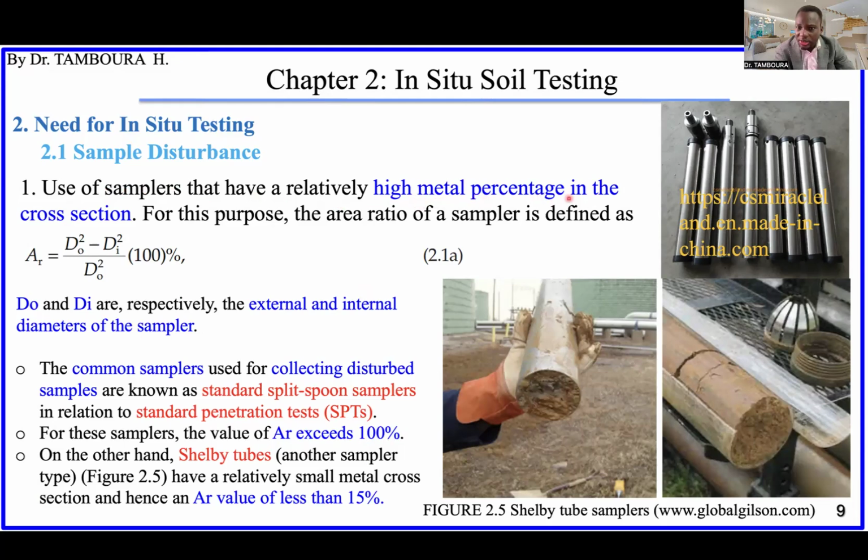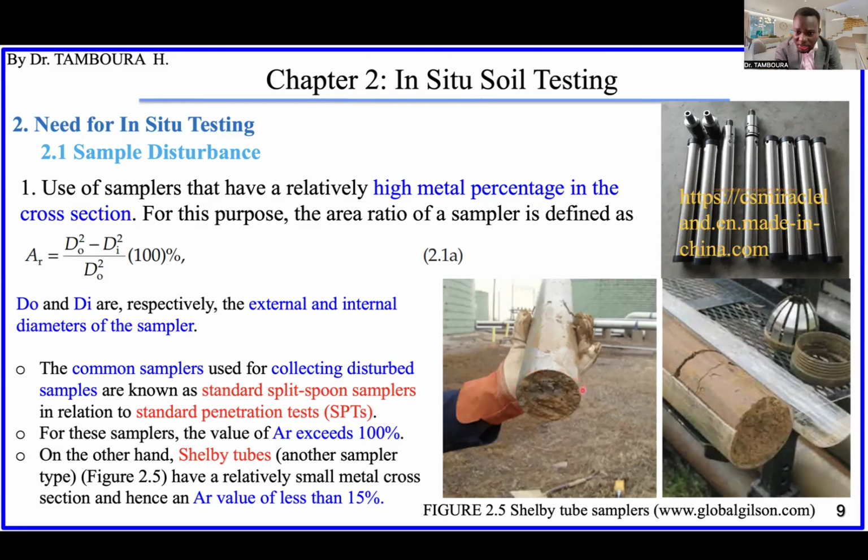The high metal percentage in the cross section. If we consider this cross section, for example, you see the area of the metal and the area of the soil. If the area of the metal is high, for example, if the cross section of the pipe is very high, then it will affect this ratio. The soil will be disturbed. Supposing the inner diameter here is very small, smaller than the outer diameter, then you will have a cross section of metal where the inner diameter is around here, and all this will be metal. I hope you now understand the meaning of high metal percentage in the cross section.